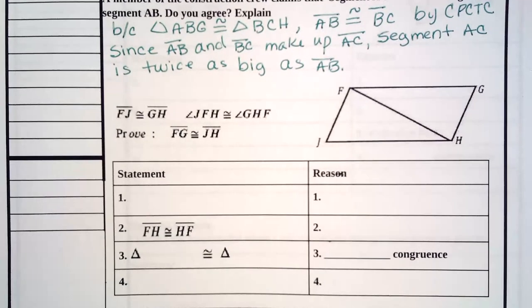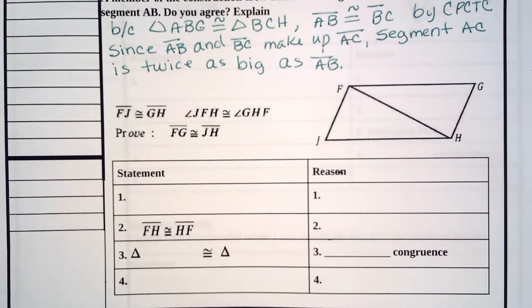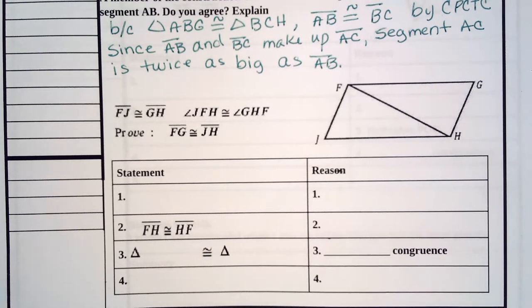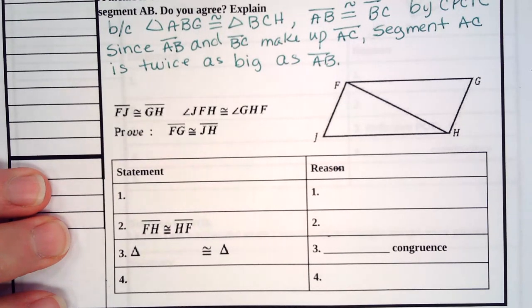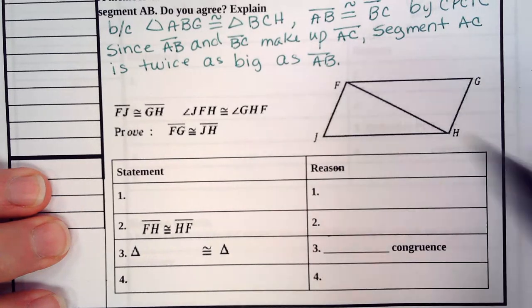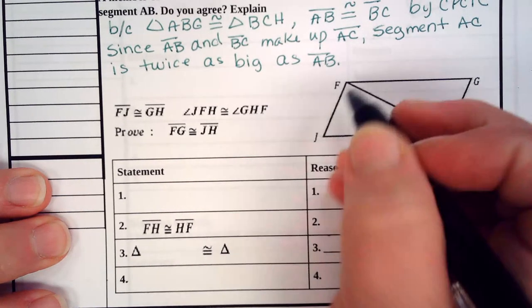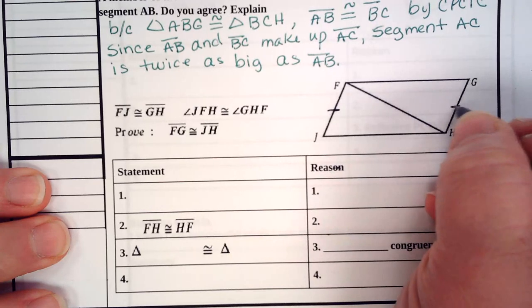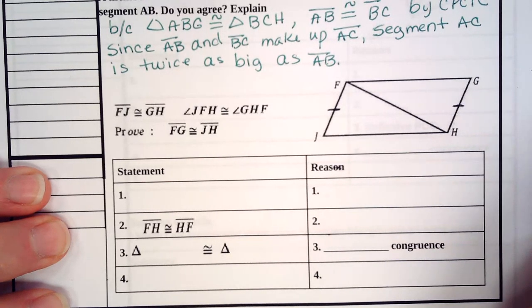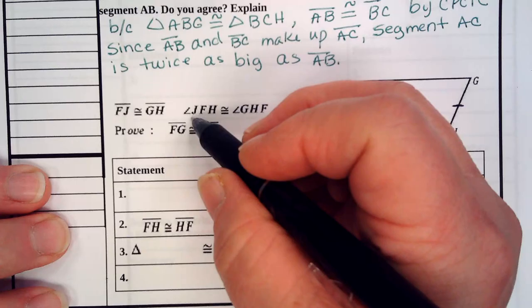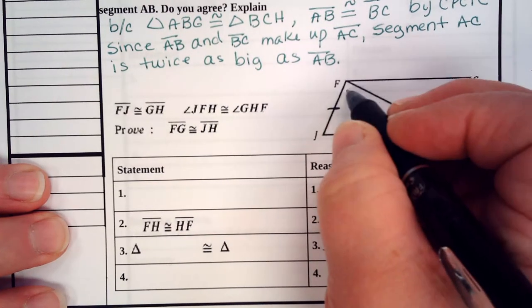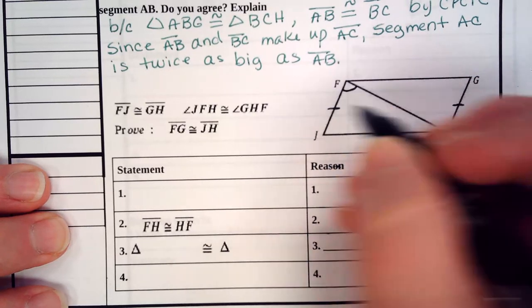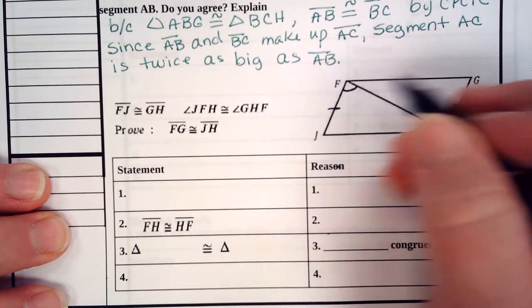Okay, now we're going to start with the triangle proof. As we do this, we're going to mark what we know. So we know that FJ is congruent to GH. Tick marks show that those two are congruent. Angle JFH is congruent to GHF.